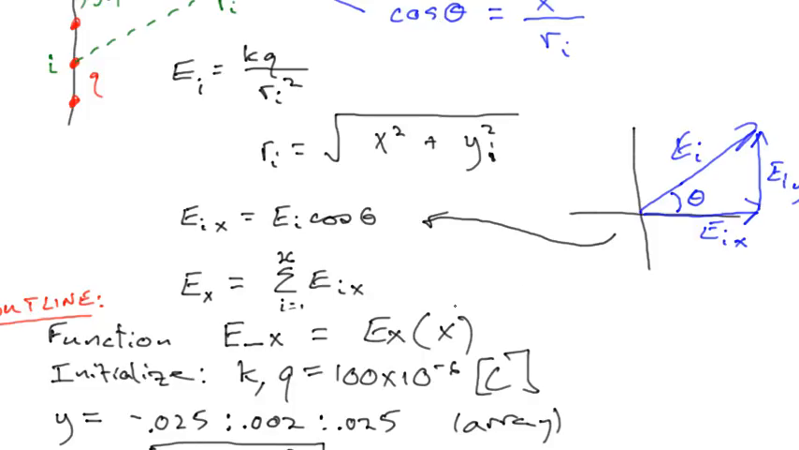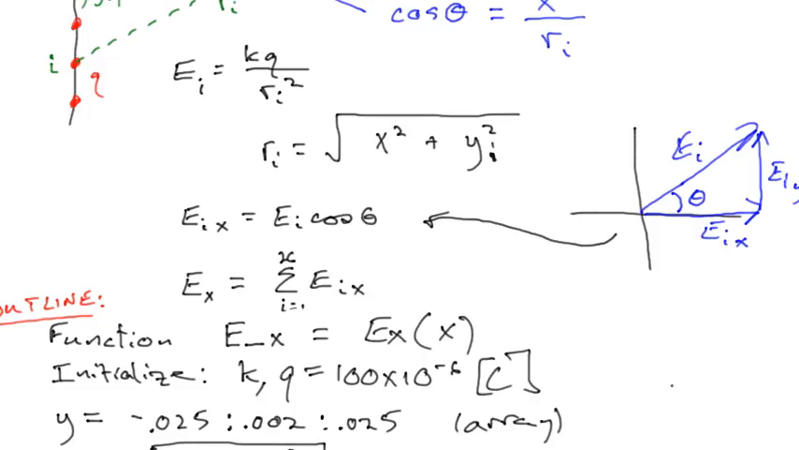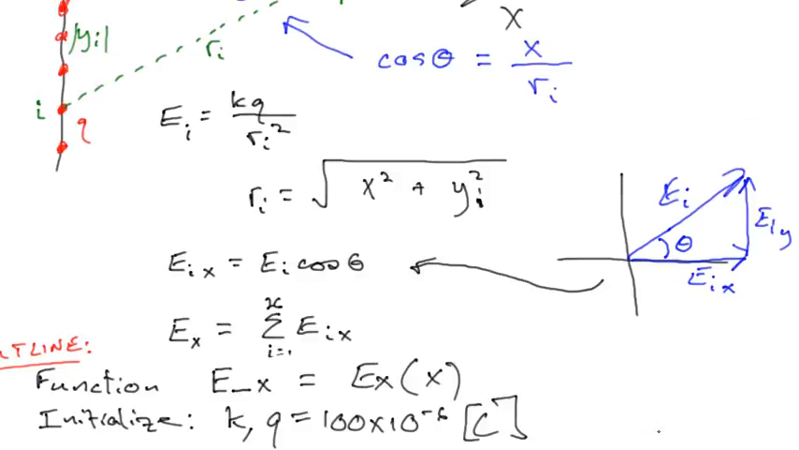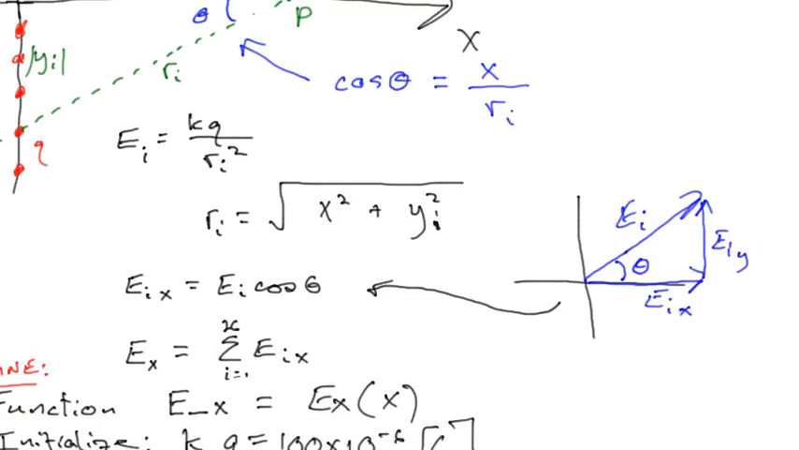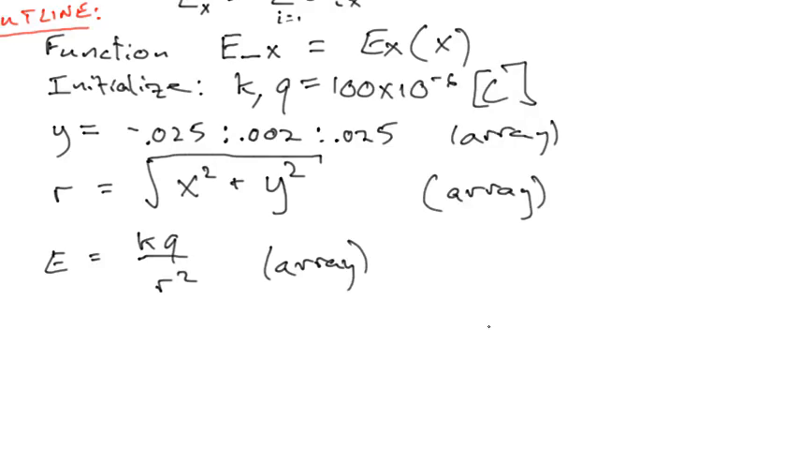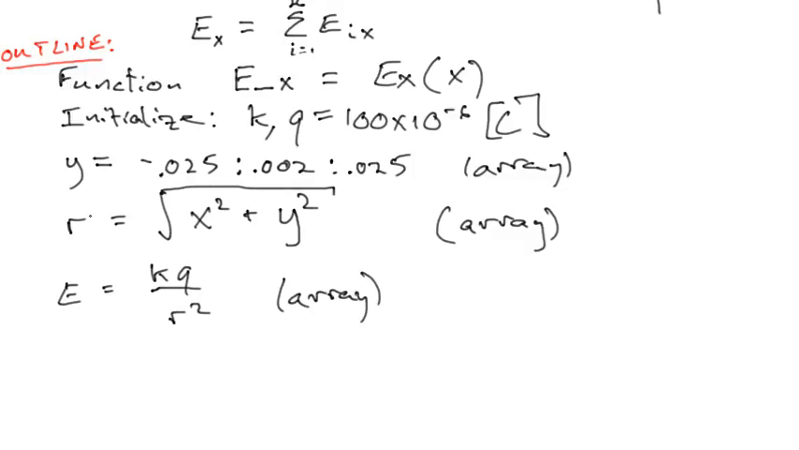So you could combine this algebraically and make the code simpler, but I think it is more self-explanatory if I do it this way. So I think I'll calculate the cosine of theta as X over Ri. And where should I do that? I think I'll do that down here. So our next step in my outline of the function is E sub X, and that's actually going to be an array of values again, is, oh wait a second, I got to get the cosine first.